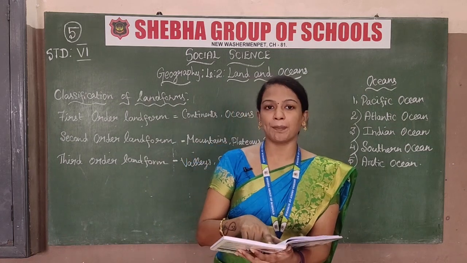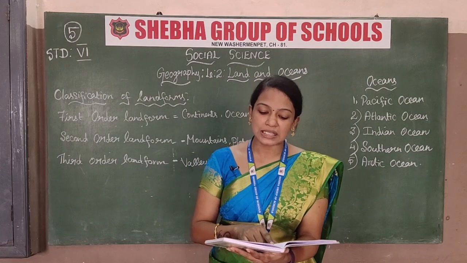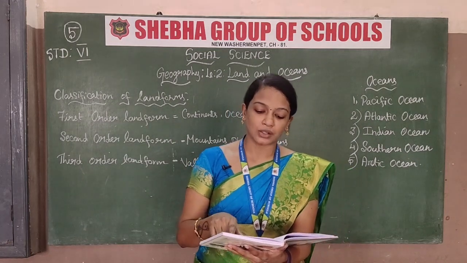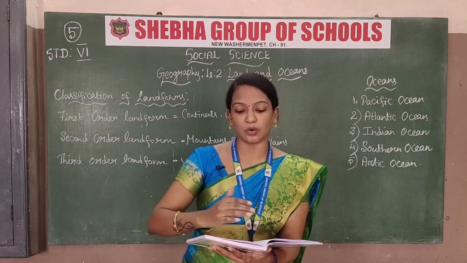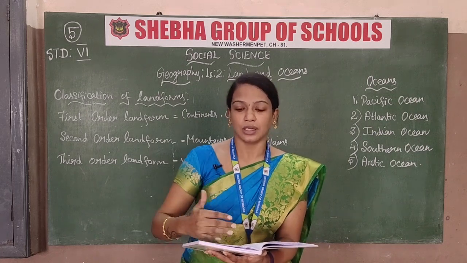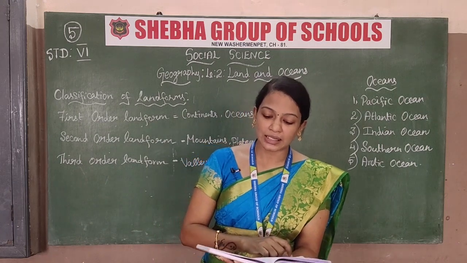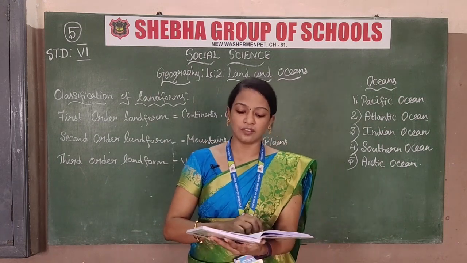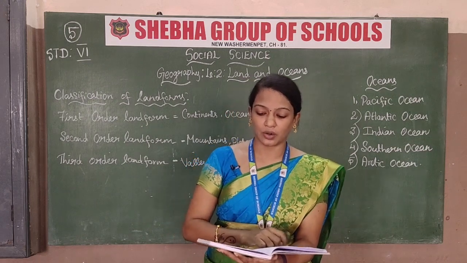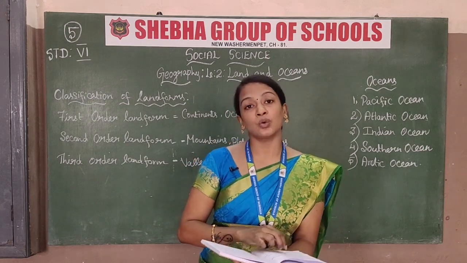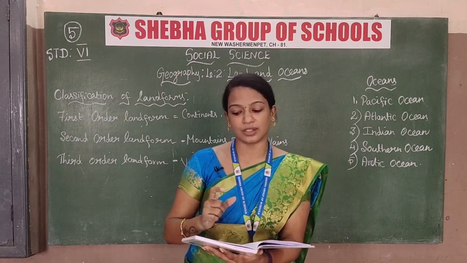And also we have plateaus. A plateau is a flat surface bounded by steep slopes, also found near the mountains. The Tibetan plateau is the highest plateau in the world, and it is also called the roof of the world.